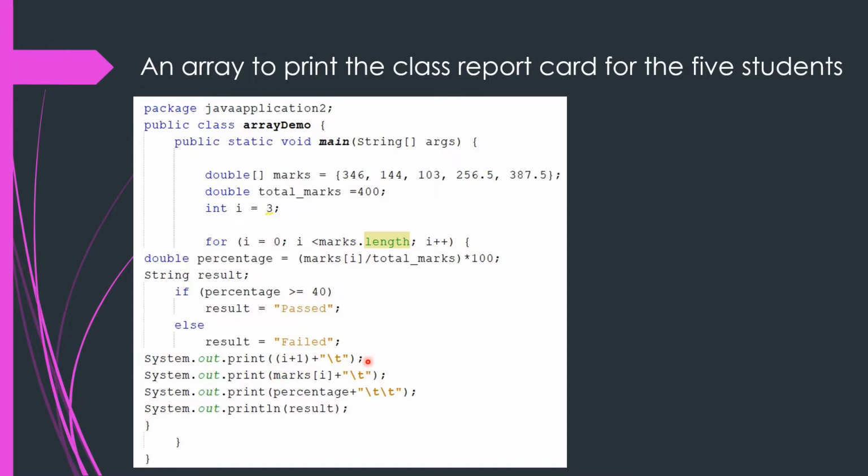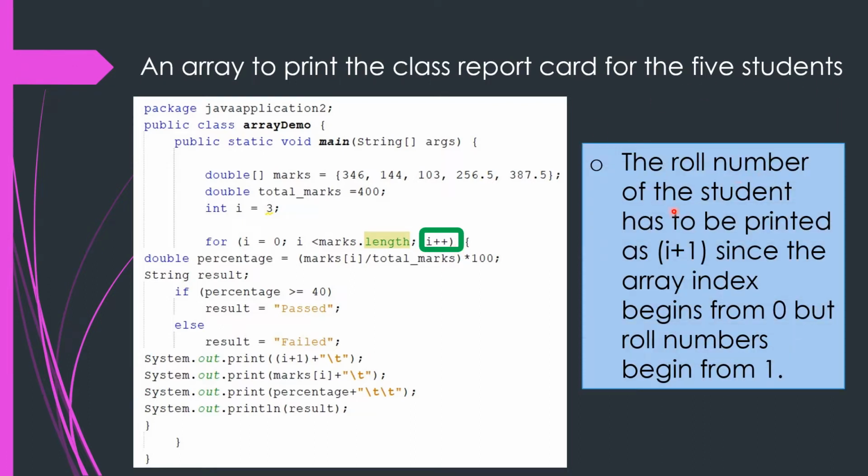Also you can notice here in the for statement we have used I plus plus. Why have we used it? Basically, the roll number of the student has to be printed as I plus 1. Why? Because I told you in the array that the position of the array starts from 0. But have you ever heard that roll number starts from 0? No. Roll number always starts from 1. So that is why we have to print from I plus 1.